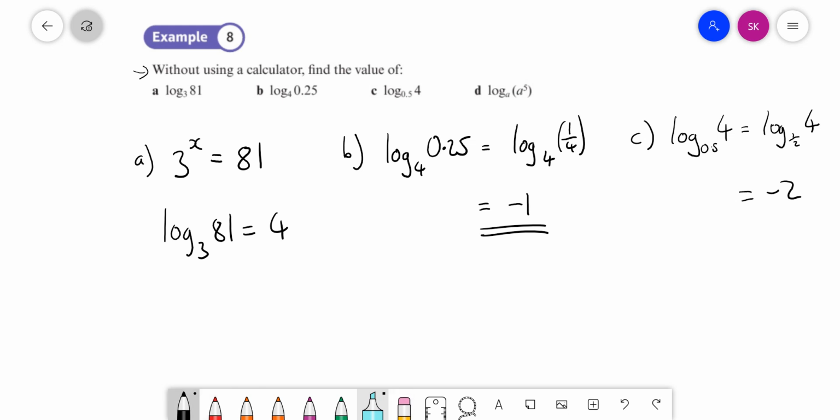Finally, D, I'll do it down here. Logarithm of a to the power of 5 with base a. That's basically saying a to the power of what equals a to the power of 5. Don't overcomplicate it. A to the power of 5 is equal to a to the power of 5. Just to be really clear about that, you could have rewritten it: a to the power of what is the same as a to the power of 5. Obviously this must just be 5.